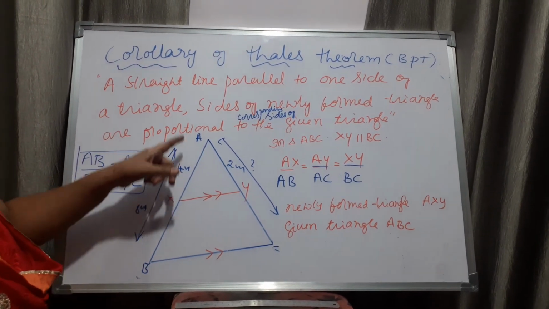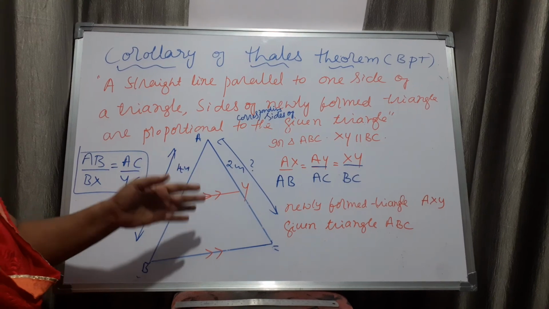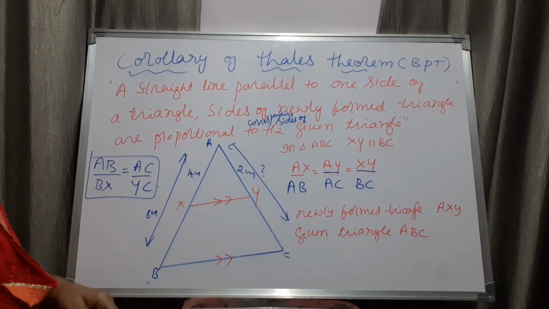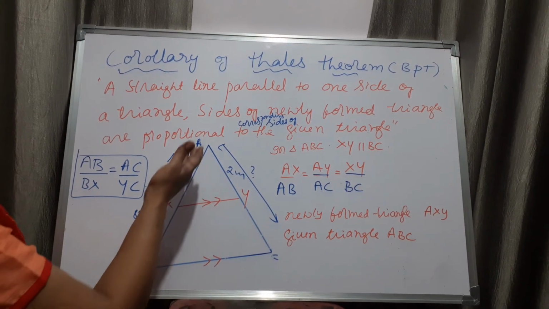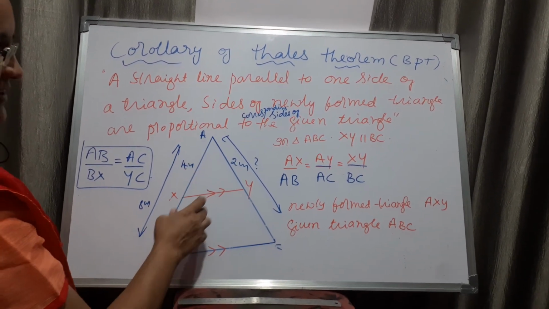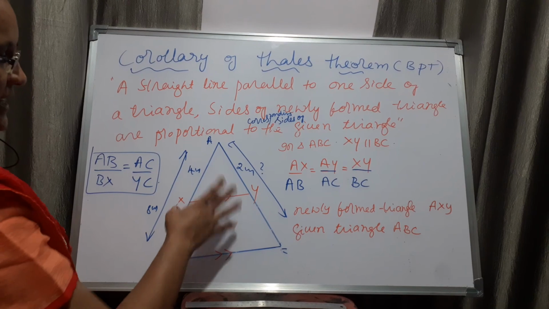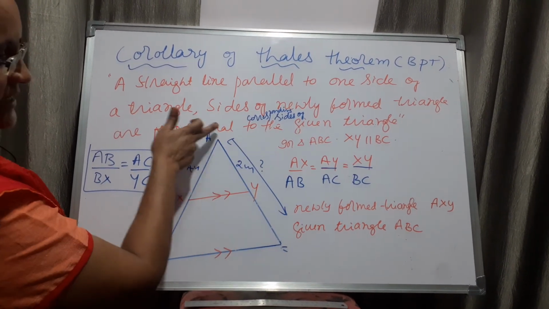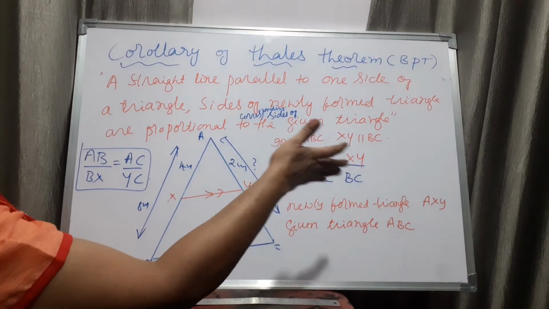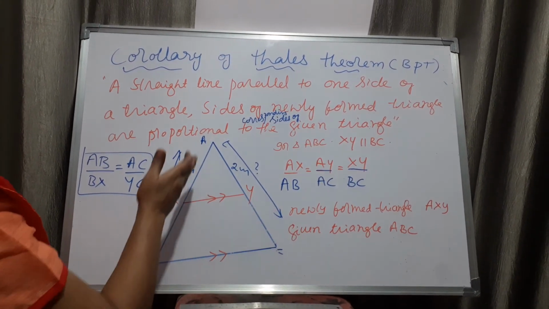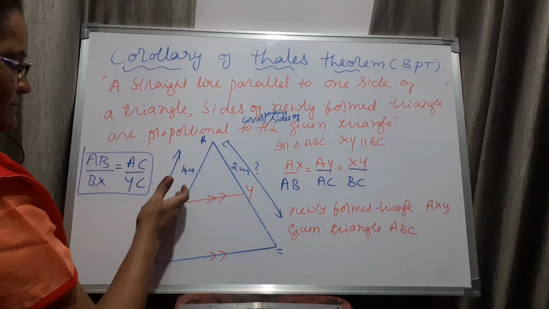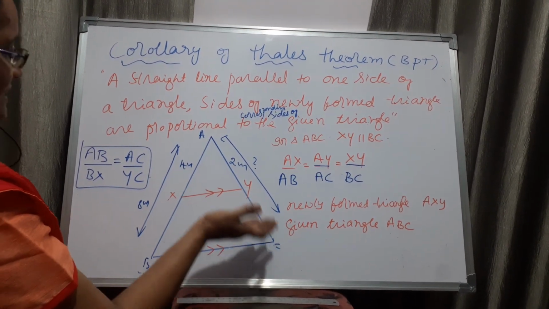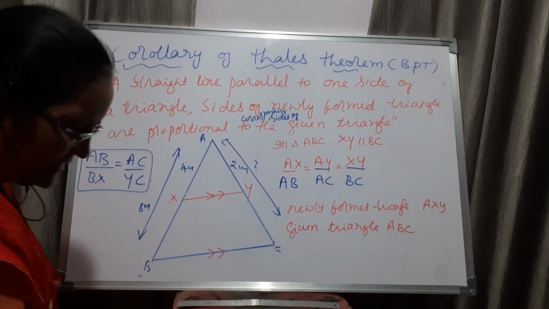Then you have to decide: can I take Thales theorem or can I take the basic corollary of Thales theorem? Here in this problem, XY is parallel to BC, AX we know, AY we know, and we have to find AC. Therefore we have to take the corollary. Then we take AX by AB equals AY by AC, substitute the values, and we will get the answer.